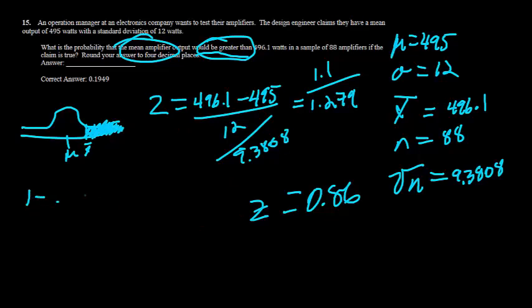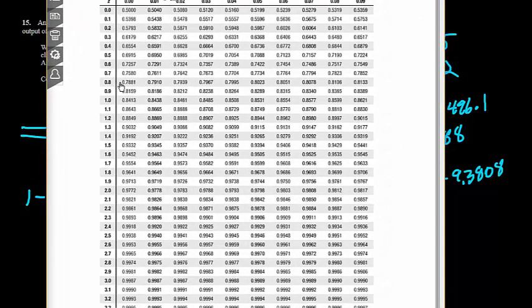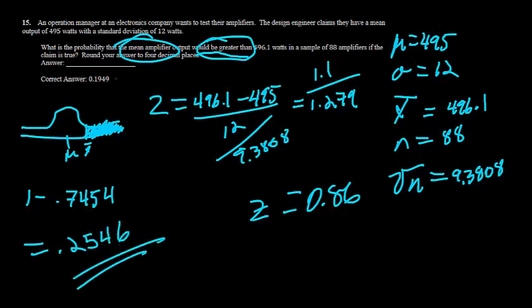What's our probability? I don't know. Just go to the z-chart. 0.86. 0 is going to be up at the top. 0.8, then 0, 1, 2, 3, 4, 5, 6. The value is 0.7454. 1 minus 0.7454 is equal to 0.2546. And we screwed it up again.